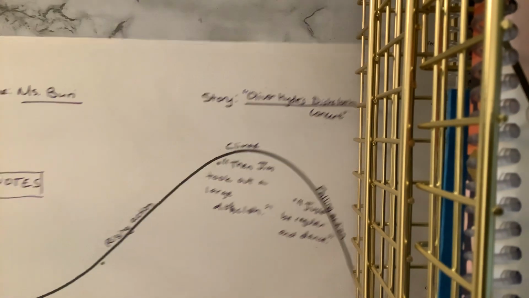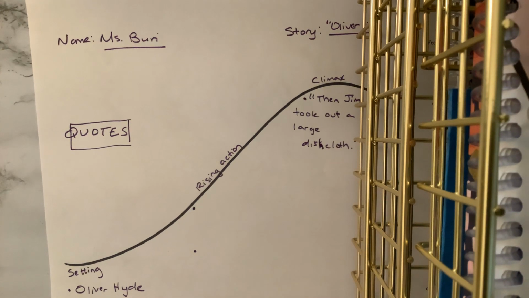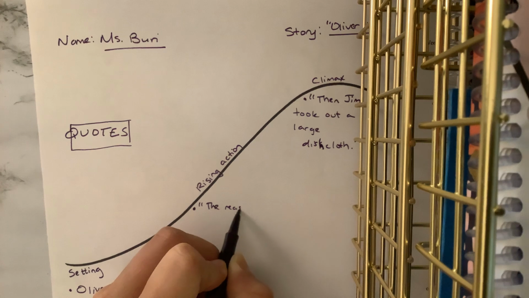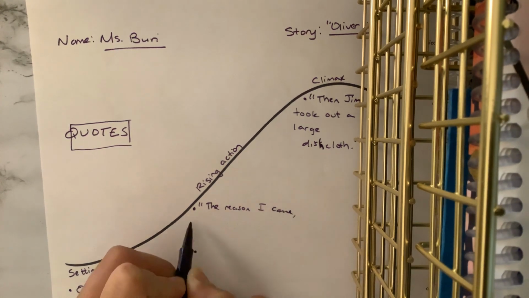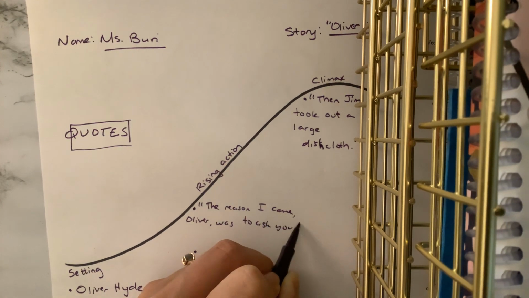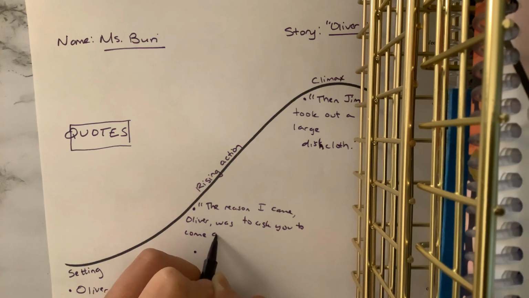Now, rising action. We know this is a long story, so it would be incredibly impressive if we happened to pick the same things. You can really pick a whole lot of different parts of the story, but you're picking two things. So I'm going to pick, "the reason I came, Oliver, was to ask you to come and play the fiddle."